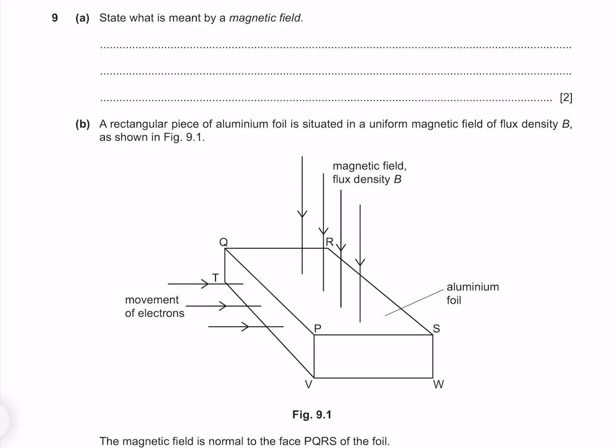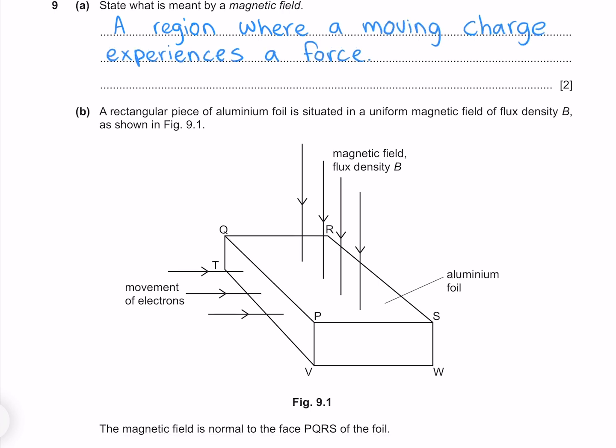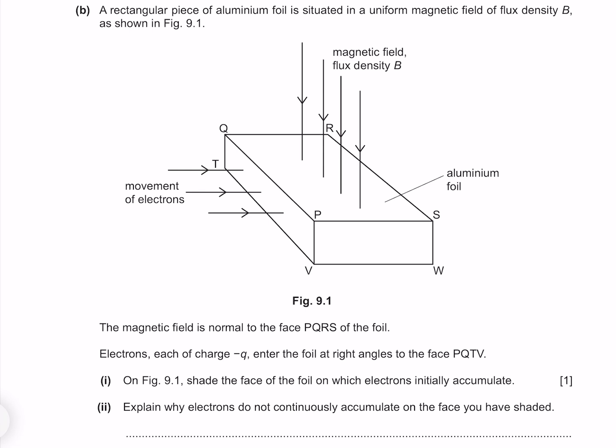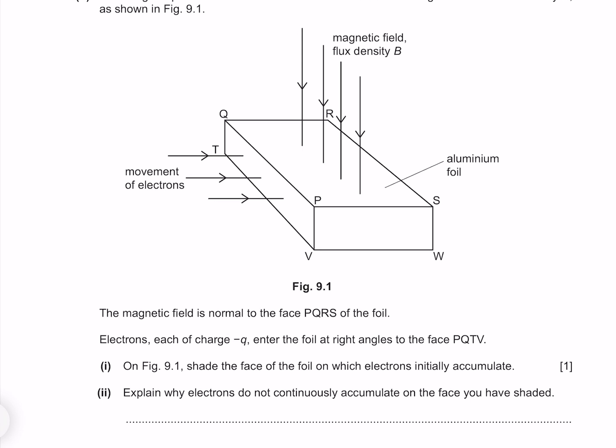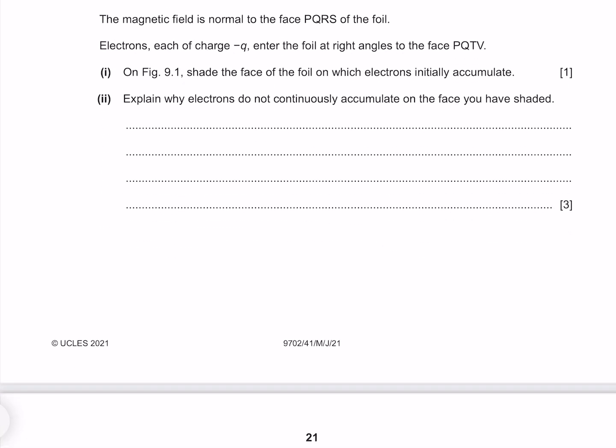State what is meant by a magnetic field. A magnetic field is a region where a moving charge experiences a force. A rectangular piece of aluminium foil is situated in a uniform magnetic field of flux density B, as shown in figure 9.1. The magnetic field is normal to the face PQRS of the foil. Electrons, each of charge negative Q, enter the foil at right angles to the face PQTV. On figure 9.1, shade the face of the foil on which the electrons initially accumulate.